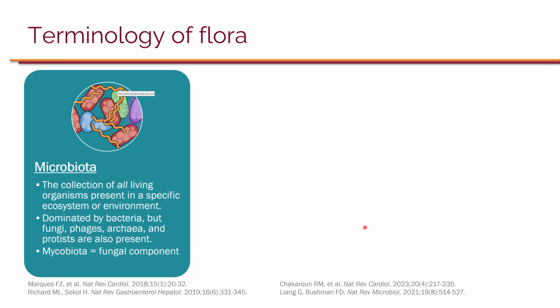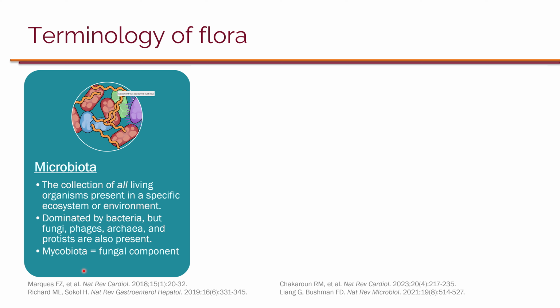Let's take a look at some terminology of human flora. The first concept is microbiota. Microbiota refers to the collection of all living organisms present in a specific ecosystem or environment. For example, the gut microbiota refers to all living organisms living in the human gut. And while dominated by bacteria, microbiota does include fungi, phages, archaea, and protists. Sometimes you may hear the term mycobiota, and that's specifically referring to the fungal component of microbiota, which is an emerging field in microbiota research.